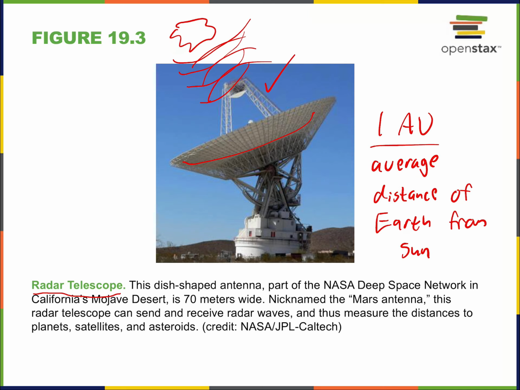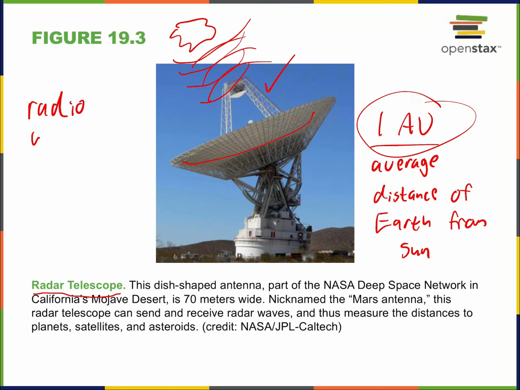And if we know the total time it took the radio wave to go, bounce off the sun, for example, and then come back, we now have a measurement of distance. Why is that? Because radio waves travel at the speed of light, okay?